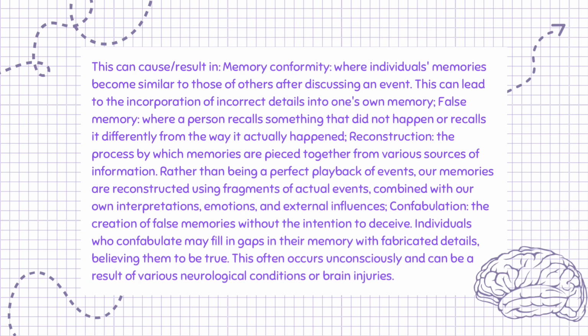This can result in memory conformity, where individuals' memories become similar to those of others after discussing an event. This can lead to the incorporation of incorrect details into one's own memory. False memory: where a person recalls something that did not happen or recalls it differently from the way it actually happened. Reconstruction: the process by which memories are pieced together from various sources of information.